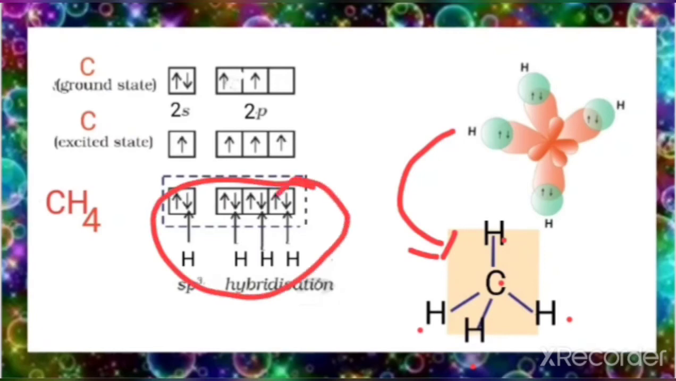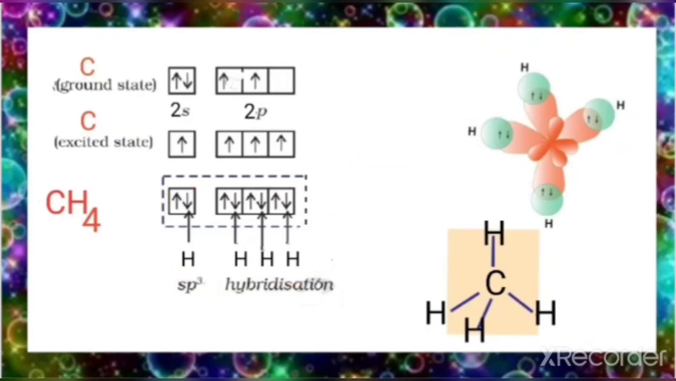That means the 4 hydrogens and the 4 sp3 hybrid orbitals that are overlapping are shown in this way, and diagrammatically it is shown here. So this is the hybridization of methane.